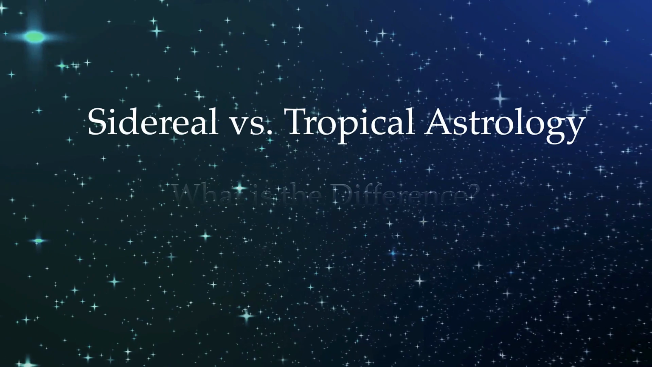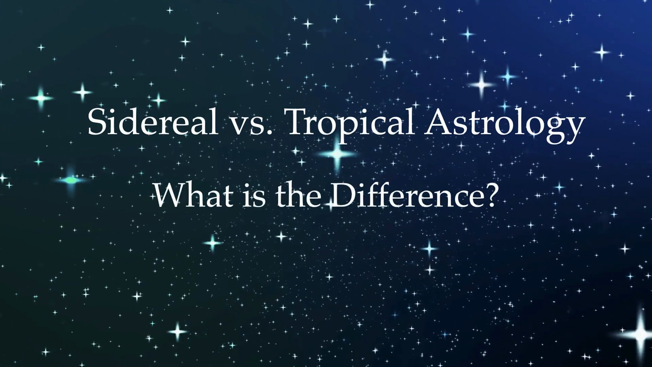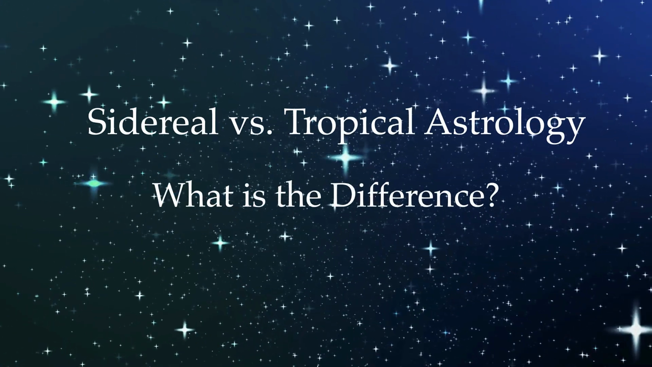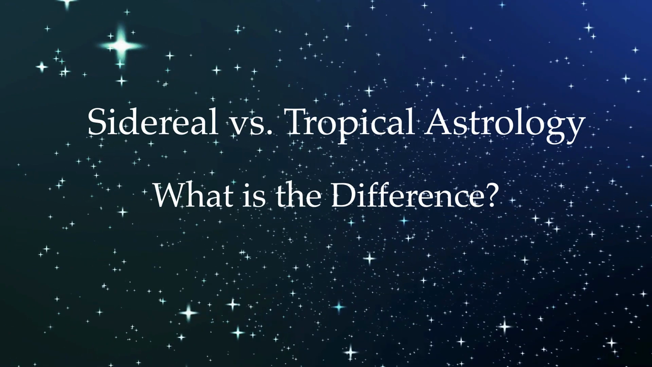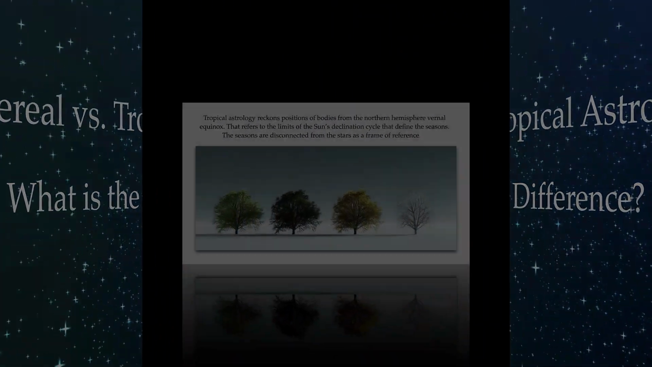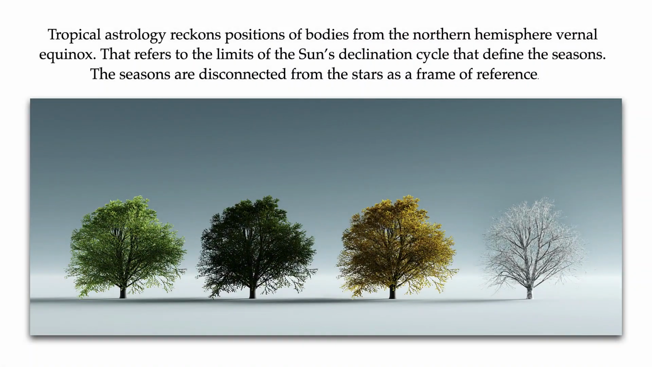In this lecture, I'll discuss the fundamental differences between tropical and sidereal reckoning. First, you need the basic definitions. Tropical astrology reckons positions of bodies from the northern hemisphere vernal equinox. The equinoxes and the solstices mark the middle and the extremes of the sun's declination cycle that define the seasons. The central issue is that the seasons are disconnected from the stars as a frame of reference.